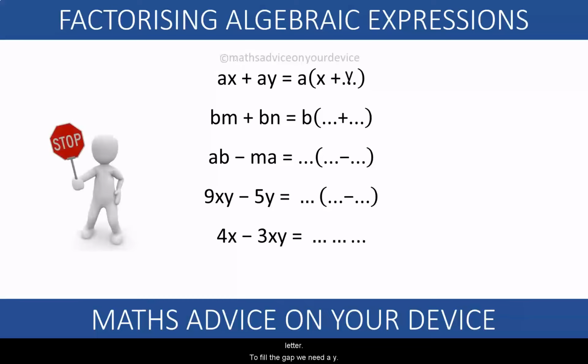B is a common factor, m plus n inside. A is a common factor, b minus m inside. Y is a common factor, 9x minus 5 inside. X is a common factor, 4 minus 3y inside.